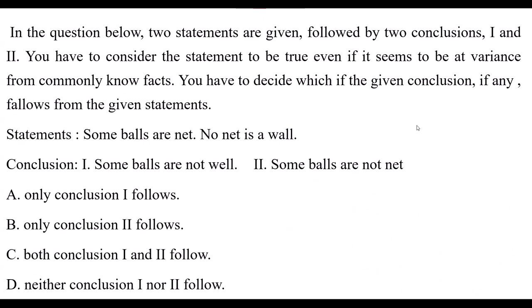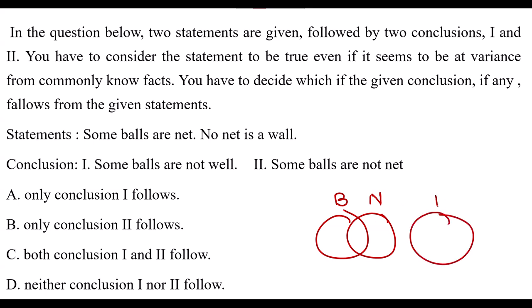Again, syllogism question. Some balls are net. No net is wall. So here, sir, we go with "some balls are not net." This is the ball area, but not in net. The second one is correct, sir, as per this diagram.